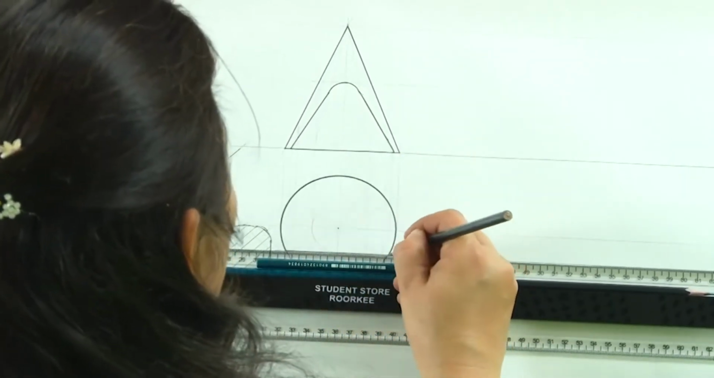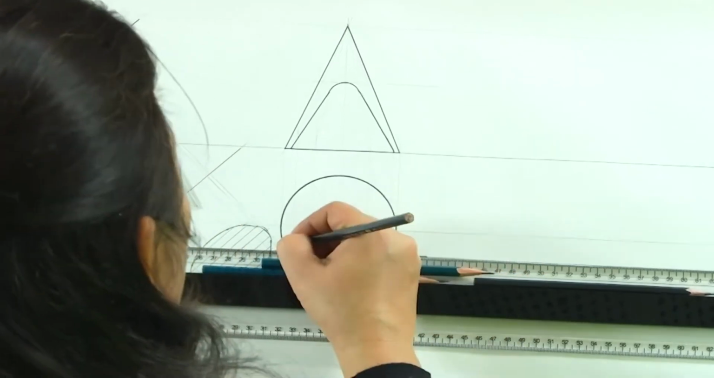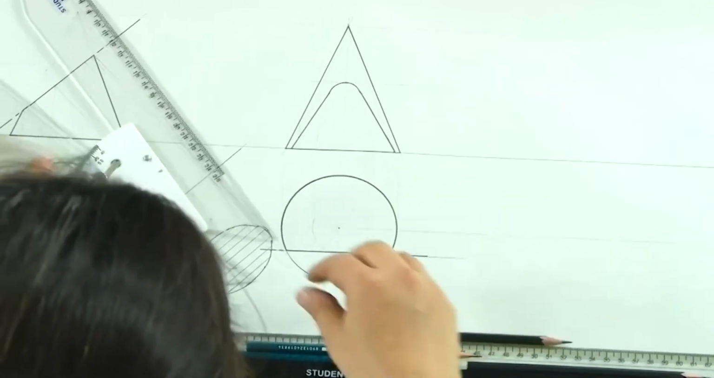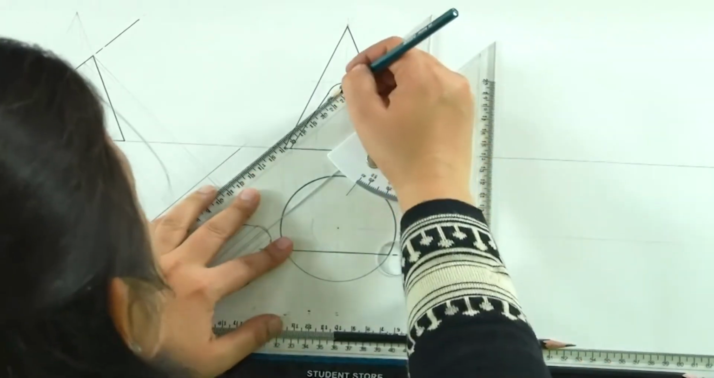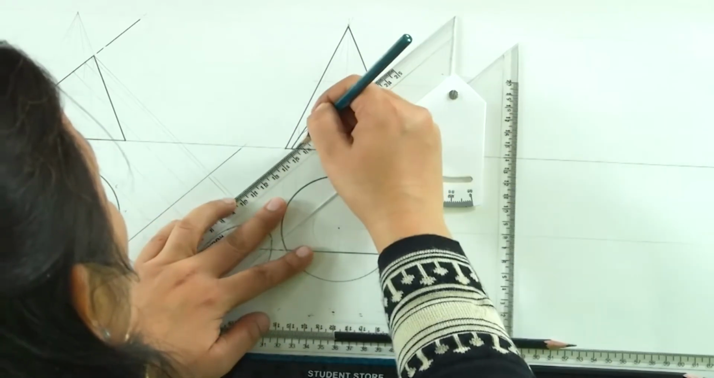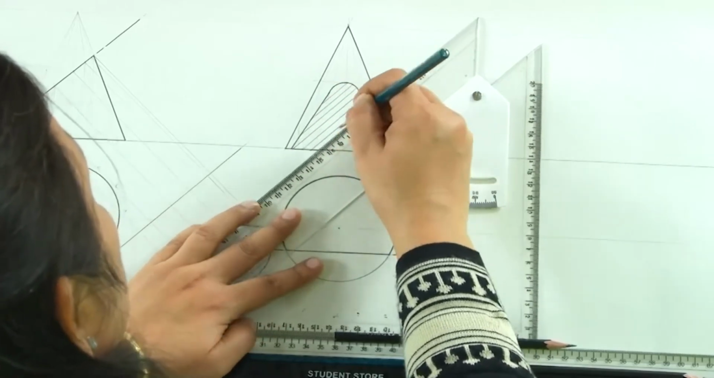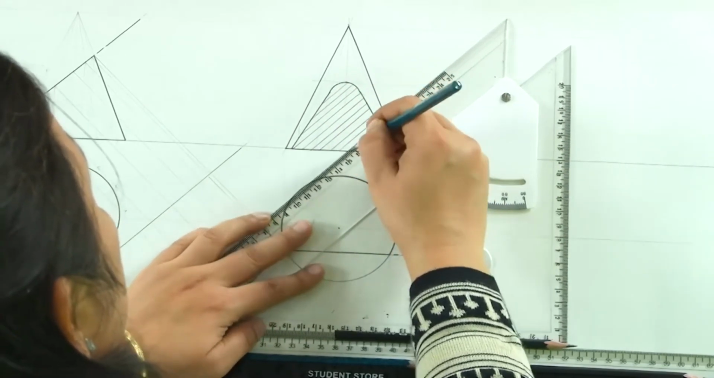This is the section line which you have, and this is the section surface, which is also the true shape of the section surface.